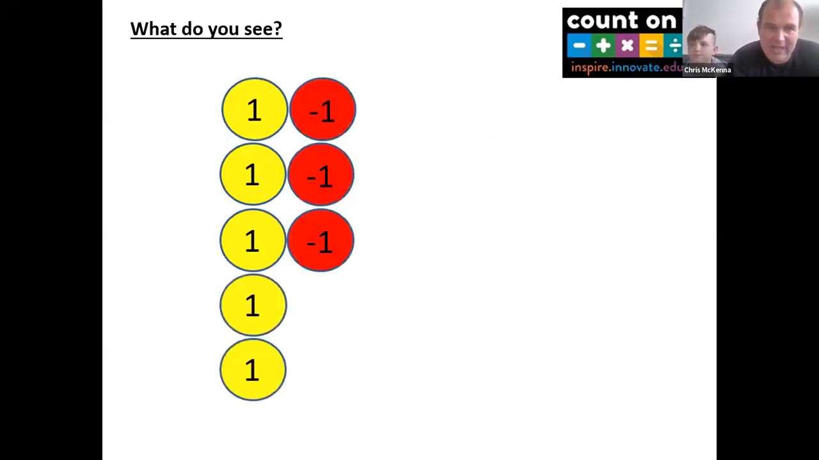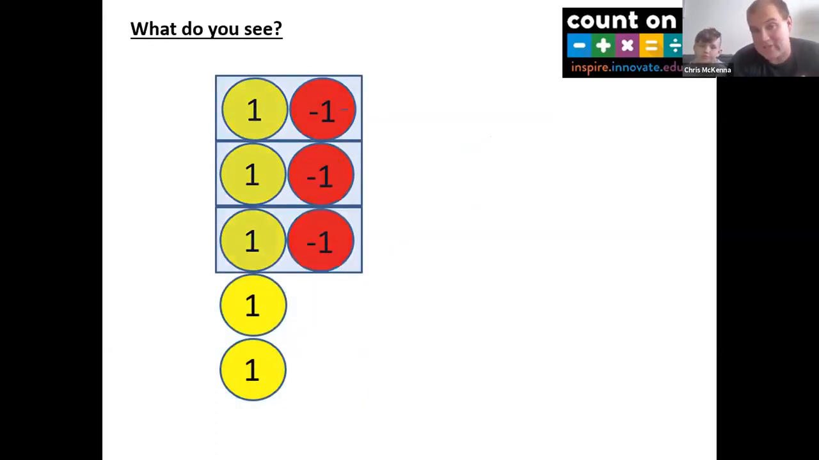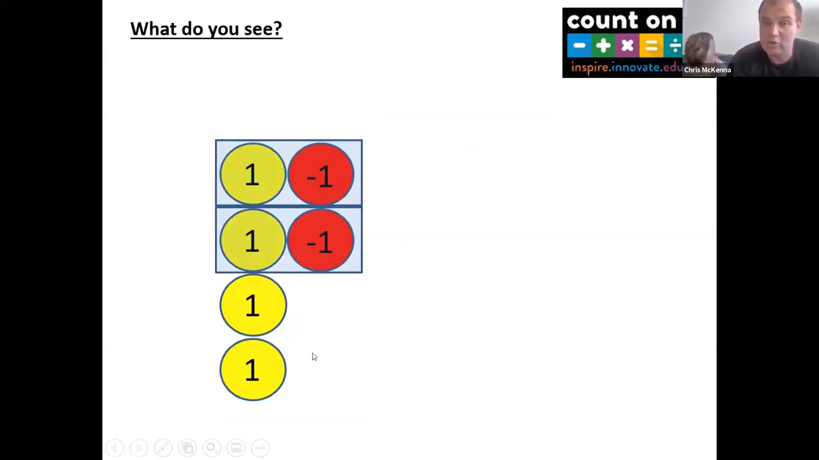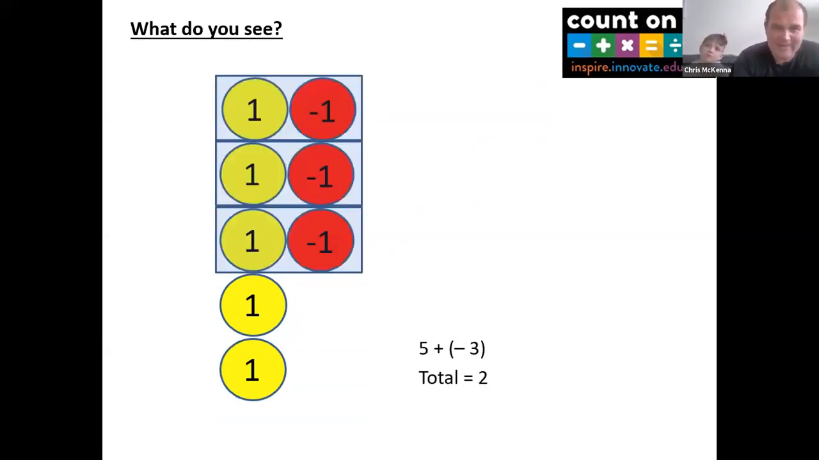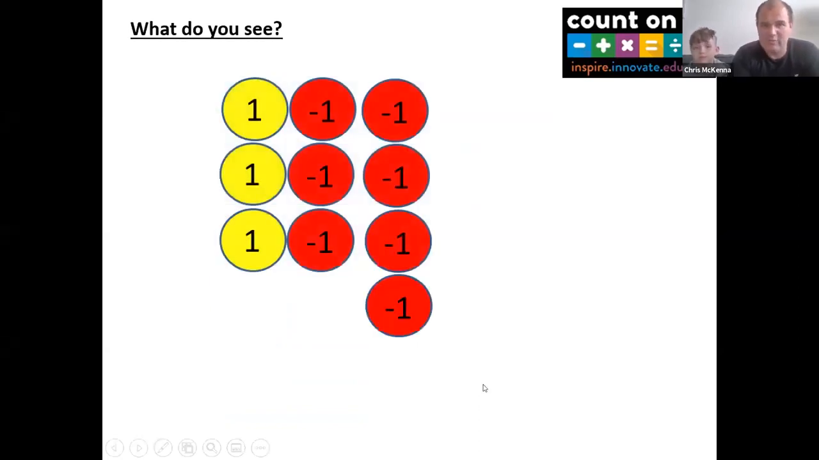If I put them together, I can see that's a 0 pair, that's a 0 pair, that's a 0 pair. So they all cancel each other out, and I'm just left with these 2 at the bottom. So I'm left with a total of 2. Good. Let's try the next one. Hope everybody got that okay. You could at this point say, well, 5 add on minus 3 gets your total equal to 2.